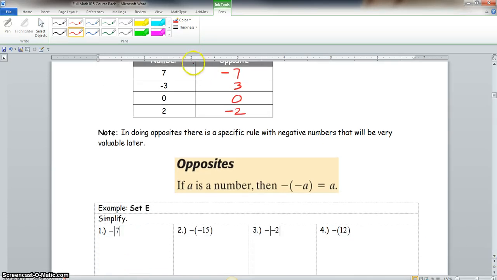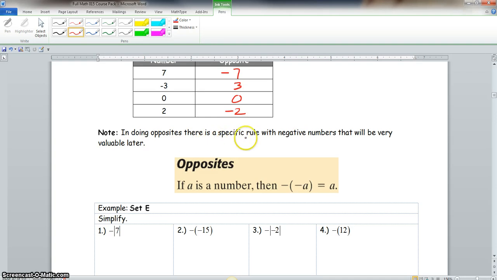Now, also one thing you need to know about opposites is if you add them together, they should equal 0. 7 plus -7 is 0. -3 plus 3 is 0. 0 plus 0 is 0. And 2 plus -2 equals 0.